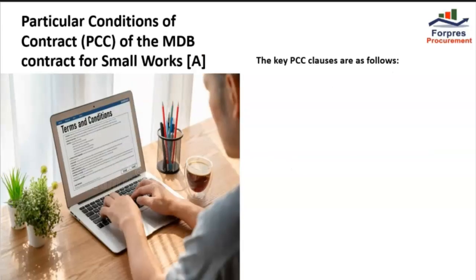The particular conditions of contract of the MDB contract for small works consist only of one table incorporating data and provisions that supplement or override the corresponding GCC clauses of the same number. The key PCC clauses are as follows. Number 1 is the source of funding or the name of the funding institution.